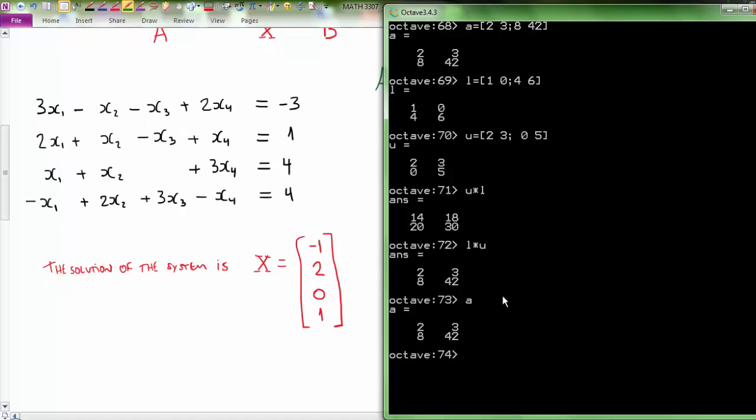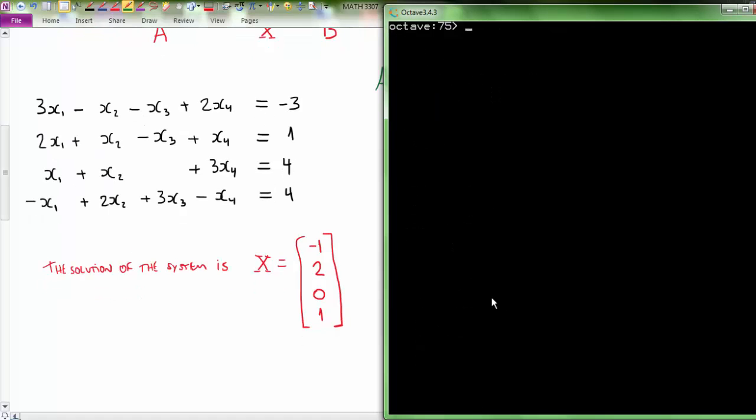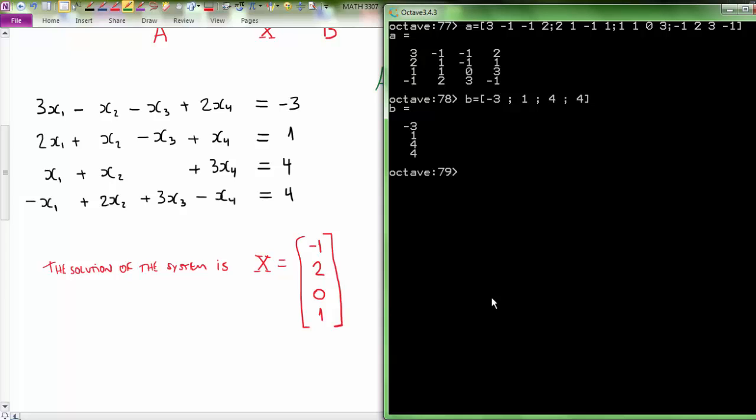So in Octave, for example, let's type the matrix A. That's not the right matrix A. Let me type here real quick. 3, negative 1, negative 1, 2, 2, 1, negative 1, and 1, 1, 1, 0, 3, and negative 1, 2, 3, negative 1. That's the matrix A. The vector b, or the column matrix b, that's negative 3, semicolon, 1, 4, 4.